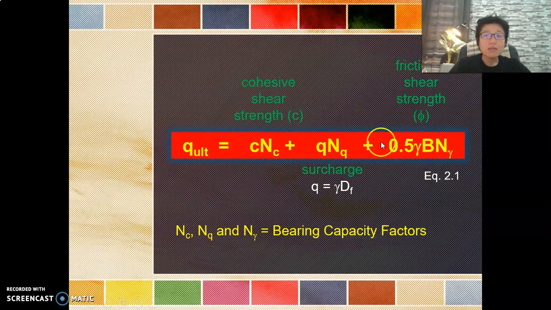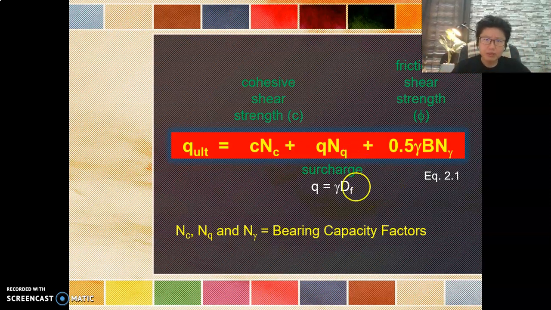Now, let's look at the third part of the equation, 0.5 gamma B and N gamma. This is the friction part. So when you say this is a friction shear strength part, that means it has got to have a value of phi. It has got to be a sand. So in the shear box test, if you start to have a graph, instead of flat for clay, that is going upwards, the gradient that it forms between the graph and your horizontal line will be your friction angle phi. So these two components depend on the soil type.